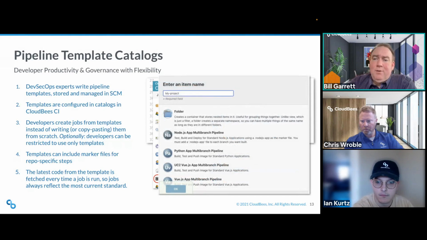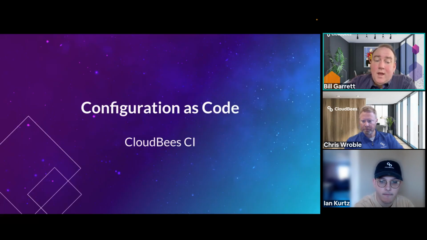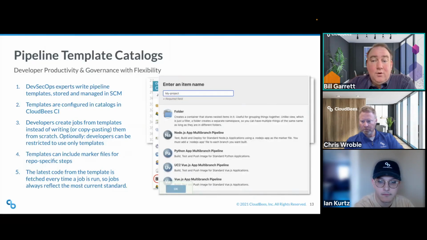They just create the job the way they normally would create a job inside Jenkins. Right? And that can also include code for customizing pipelines. And the final cool thing is that every time the team runs a pipeline from a template, it goes and grabs the latest definition of that templated job from the template repo.